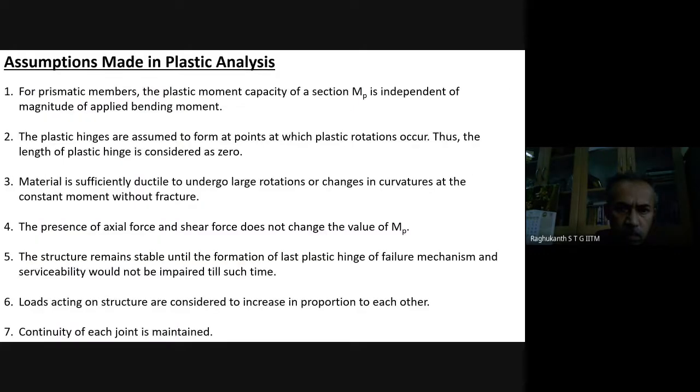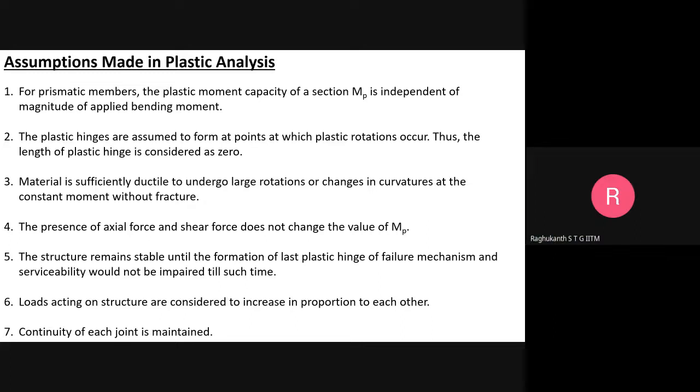Now let us see here. If you want to use these theorems to find the collapse load, for the simple manual methods we make these assumptions. These assumptions are the same as what I showed you in the last class for the incremental method, just as a refresher. The plastic moment capacity of a section is independent of the magnitude of the applied bending moment. So Mp is independent; it is like a metal property, a structural property, or a cross-section property.